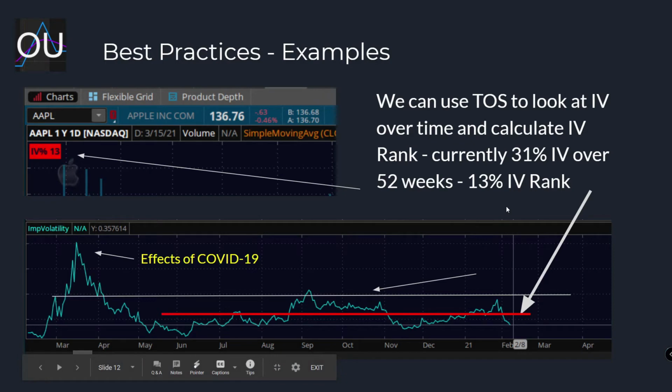So currently, let's say on this particular security, Apple, it was 13%, meaning that basically you have a 13% probability that future IV will be lower than the current IV right now, which would tell you that there's like an 80, 85, 86, 87% probability that the volatility will increase by the next expiration.